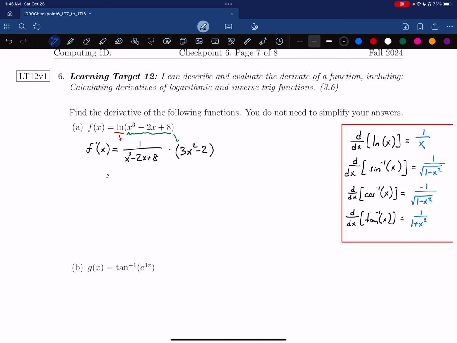You're welcome to rewrite this as 3x squared minus 2 over x cubed minus 2x plus 8. Those are the same thing. One is not necessarily better than the other. The main thing we ask, when it comes to simplification, is really just simplifying some basic fractions or exponents just to really show you understand the math. But in this case, it means the same thing. So that is our answer for that part.